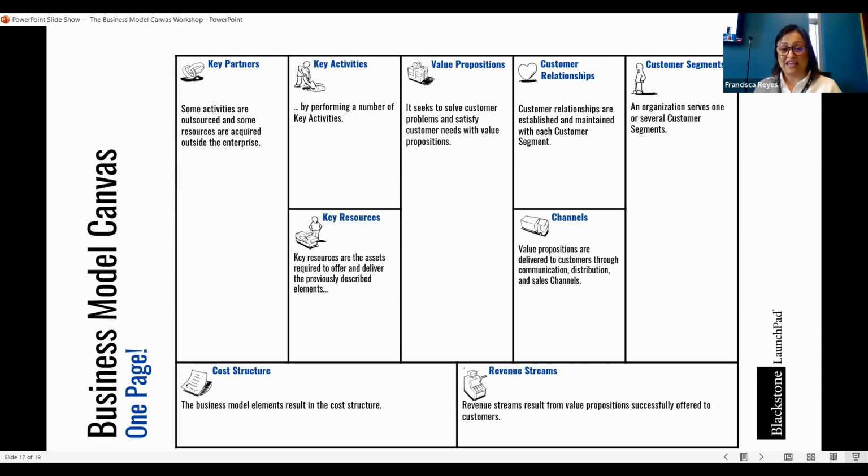So it has good elements, but it doesn't have everything. You cannot consider this the only solution to describe your business idea. It's a good solution, but it's not the solution to all this. Okay, it's just another method.